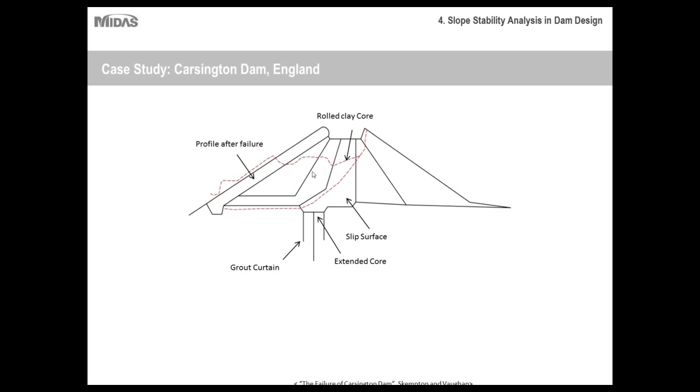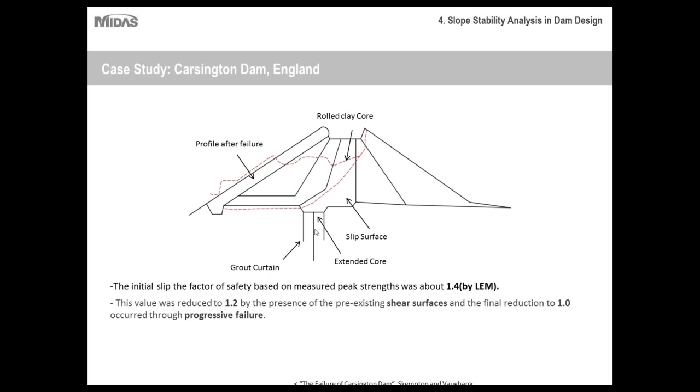One of the things to keep in mind is that the initial factor of safety was calculated to be about 1.4 by the limit equilibrium method. But the value was reduced to 1.2 by the presence of the pre-existing shear surfaces, and finally it was reduced to 1.0, and eventually the dam did fail.